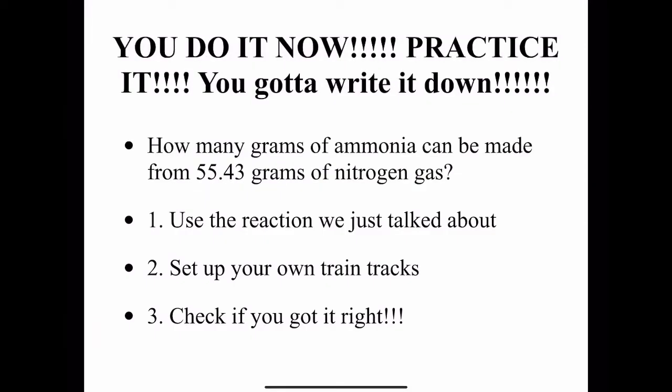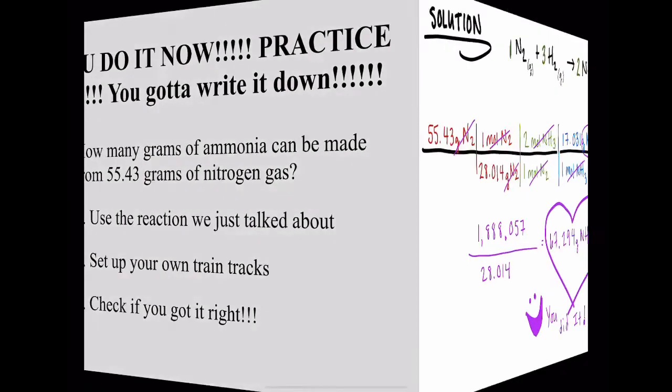Okay, now we're going to practice, but you're going to write everything down. We're going to use the same reaction that we used for that last problem with the ammonia. And this time, I want you to figure out how many grams of ammonia we can make from 55.43 grams of nitrogen gas. So I want you to set up your own train tracks. See if you can do it, and then check to see if you got it right. If you're still thinking about it, you can push pause right now and get everything set up. But in a couple of minutes, I'm going to show you the solution.